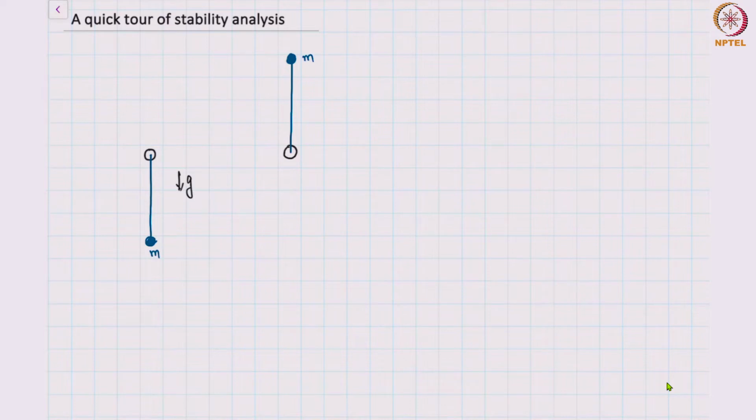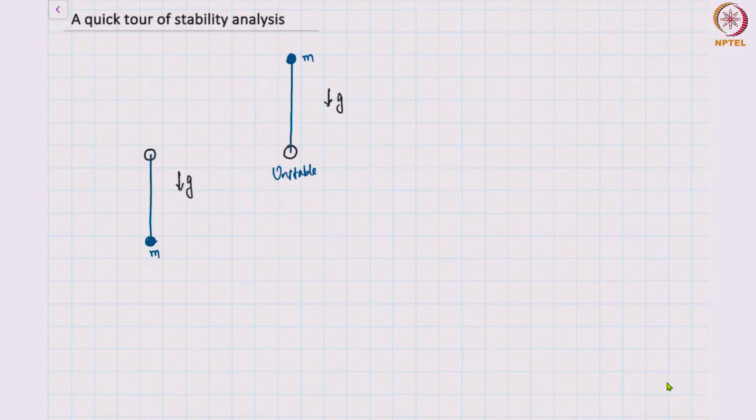So again, we have gravity in the second case as well, which is what is driving the system. And now you can actually say that there is an idea of a stable and an unstable. So you clearly know that this configuration is unstable, right? Now, is the first configuration stable?